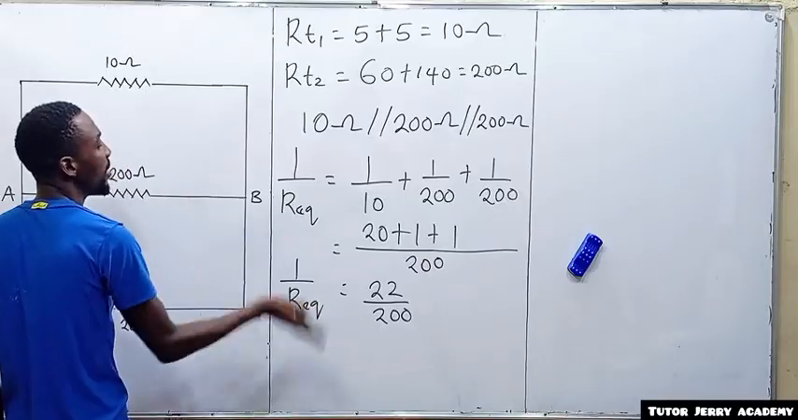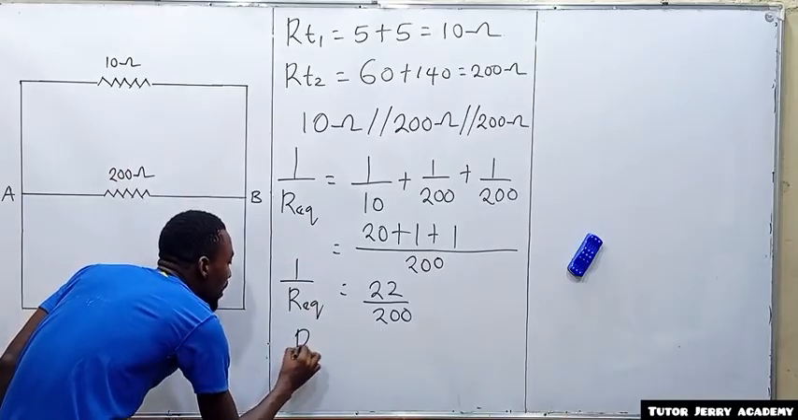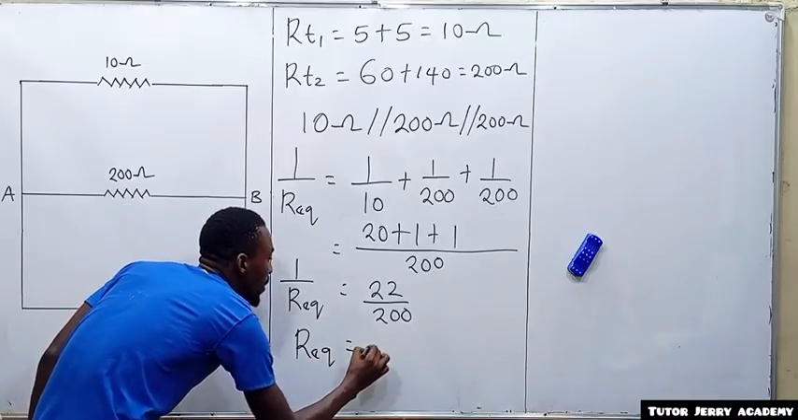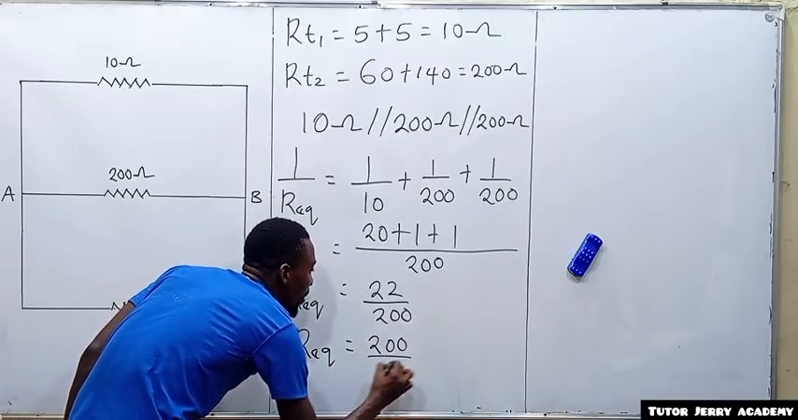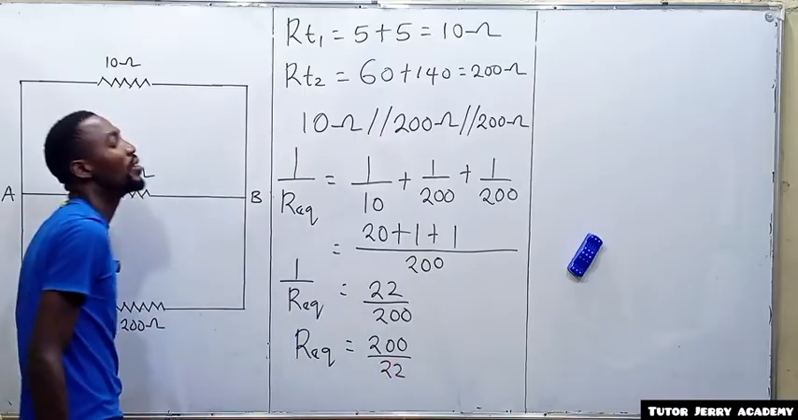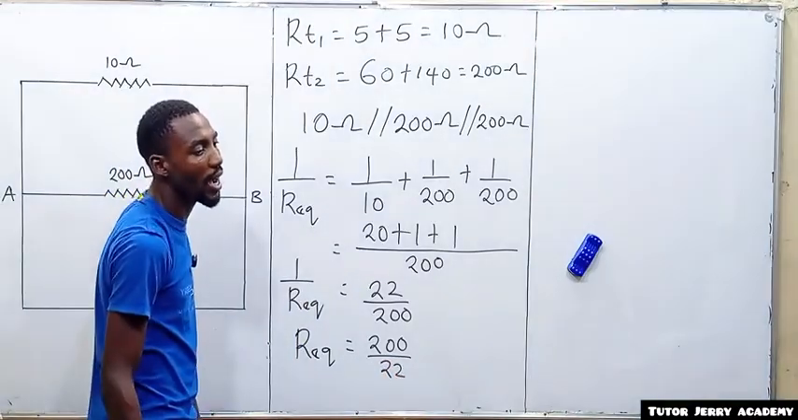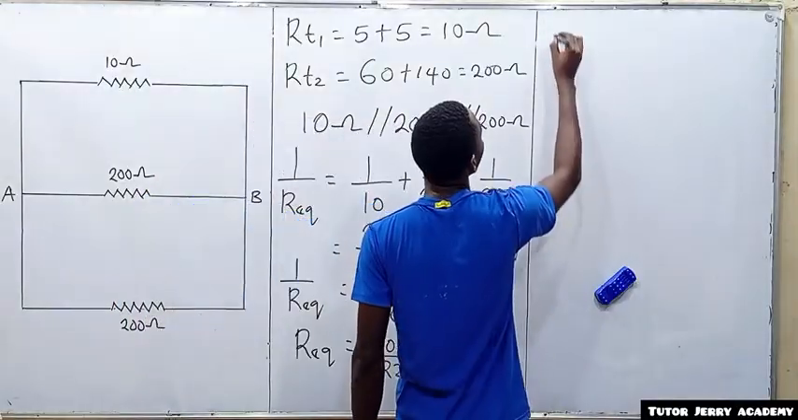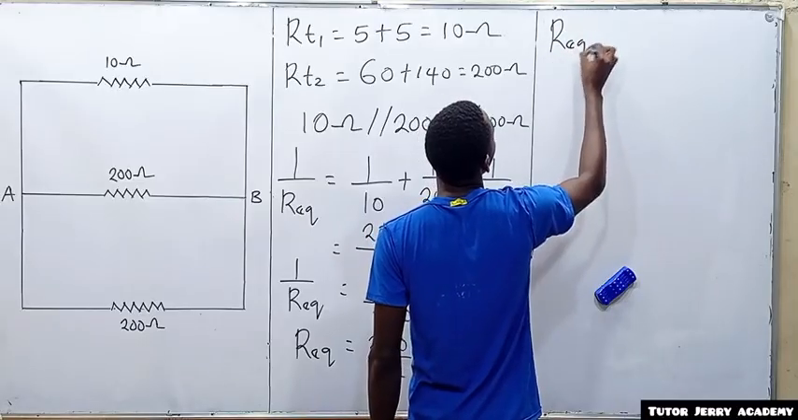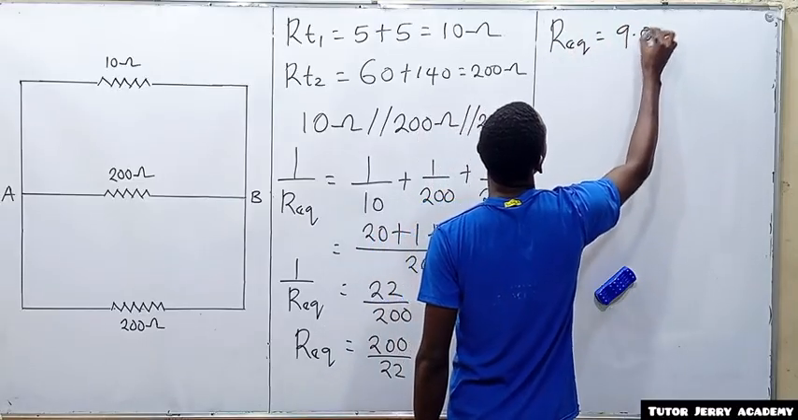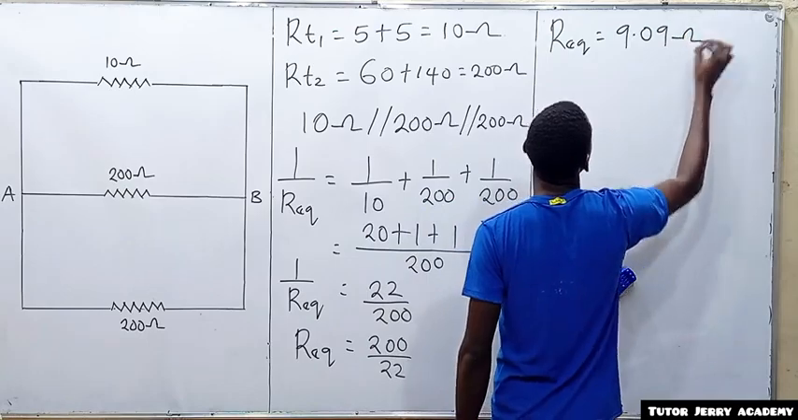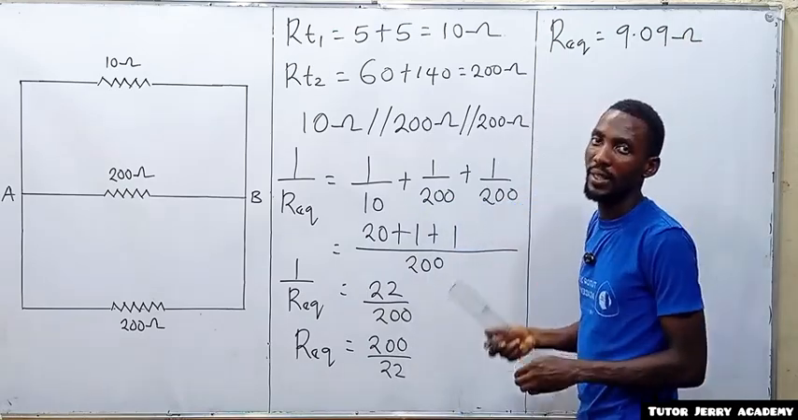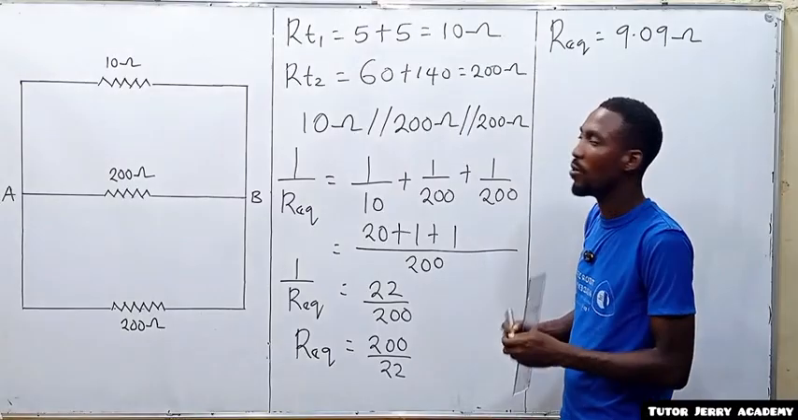If we take the inverse of both sides, R equivalent will be equal to 200 over 22. If you divide 200 by 22, you are going to have 9.09. So it means that our R equivalent will be equal to 9.09 ohms. Alright, so here is the solution to the above question.